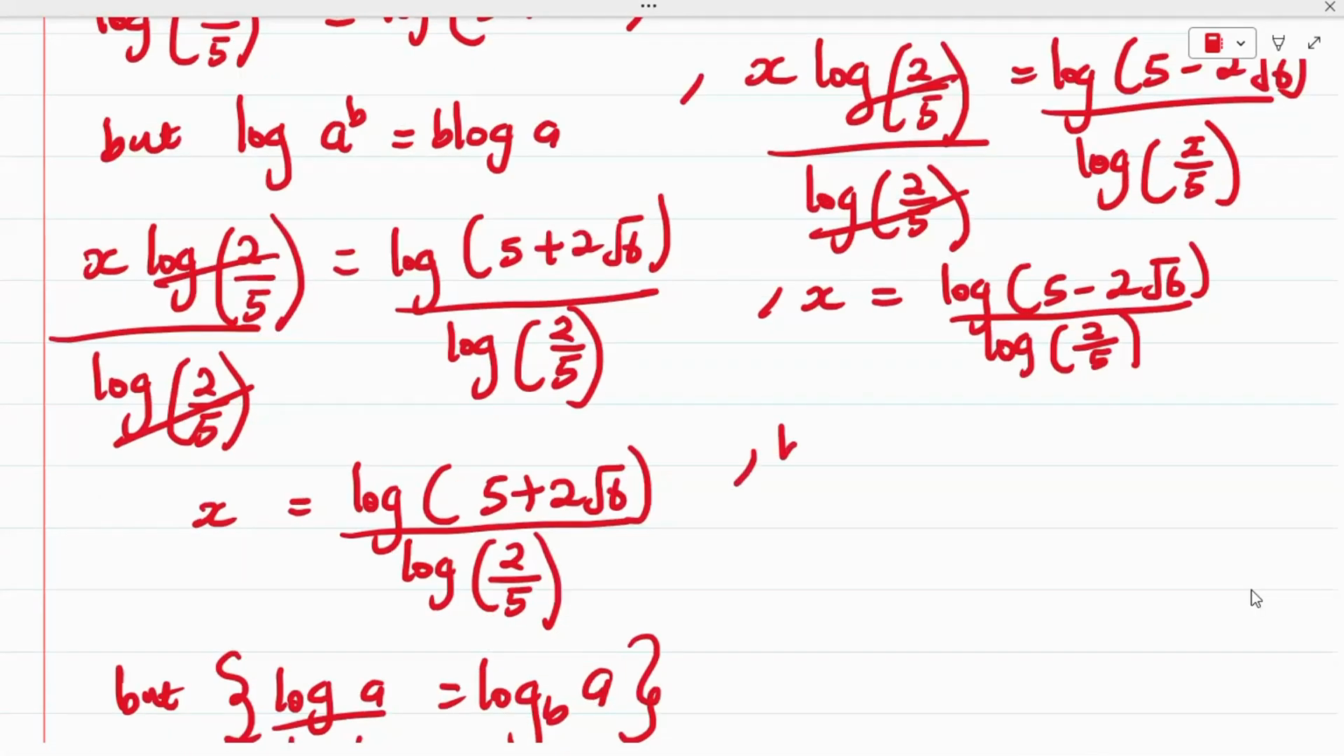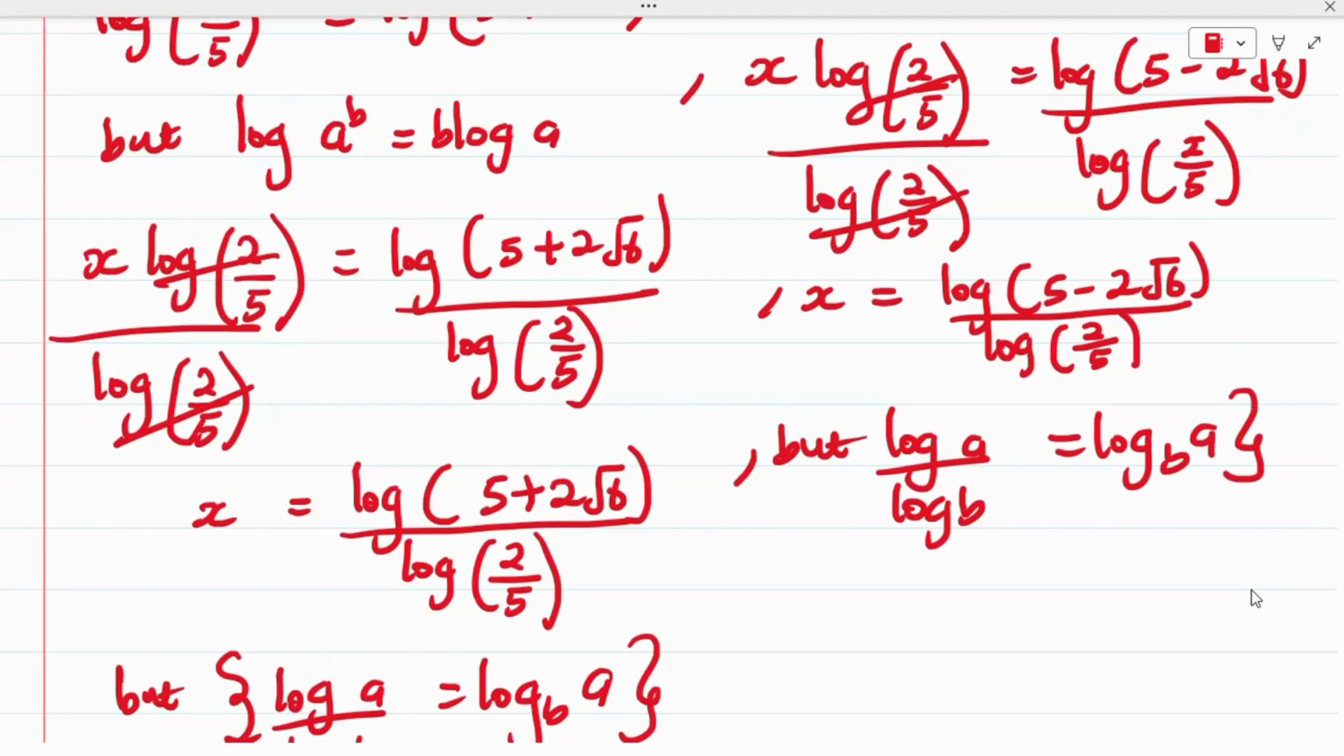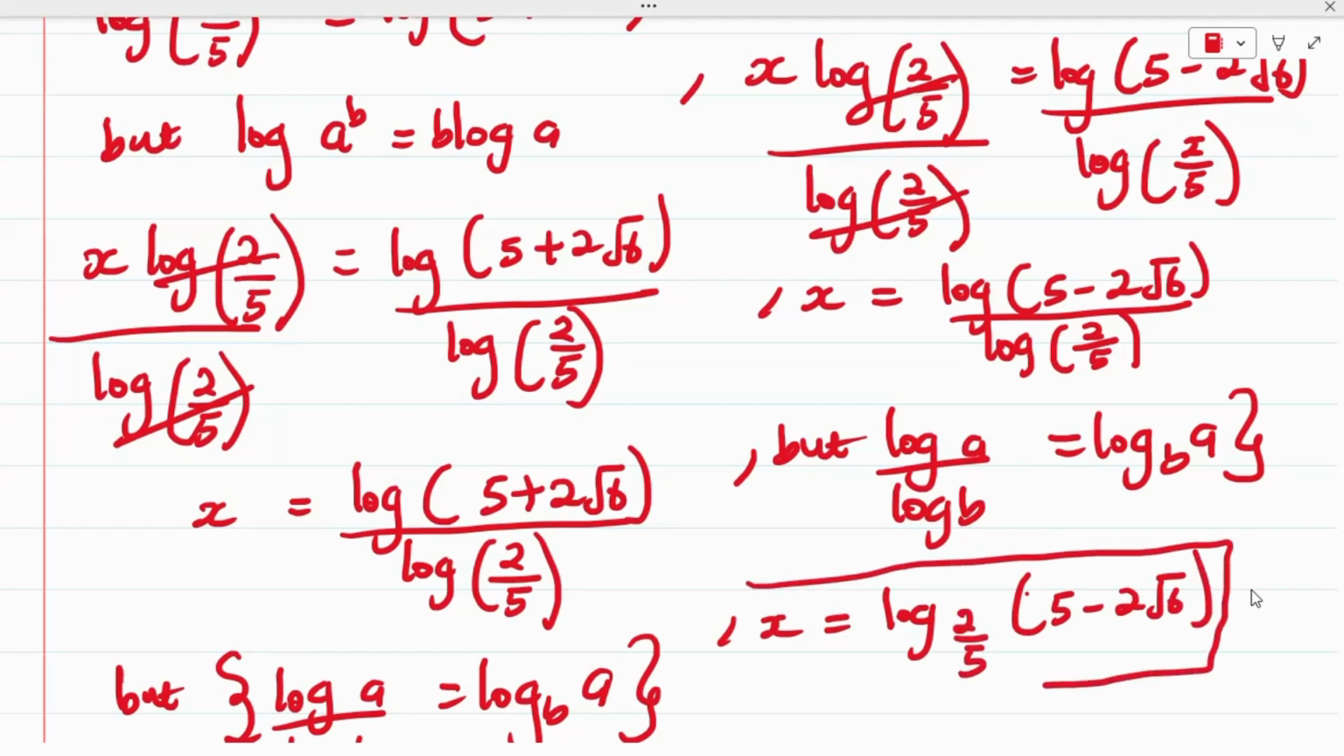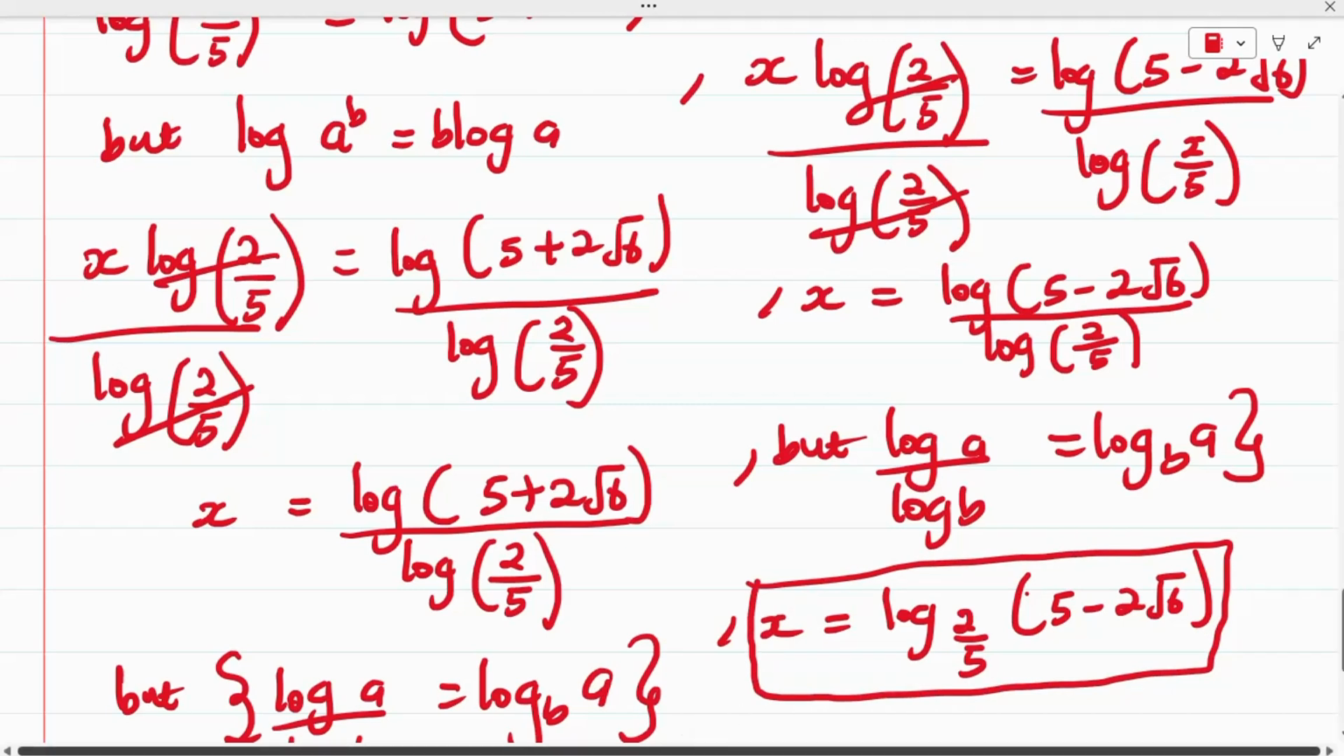So we want to simply apply this logarithmic property that says if we have log a divided by log b, this is equal to log a base b. So applying this property, we have that x is equal to log 5 minus 2 root 6 base 2 over 5, and this becomes the value of x. So we have been able to find the value of x right here, and we have our answer right here.